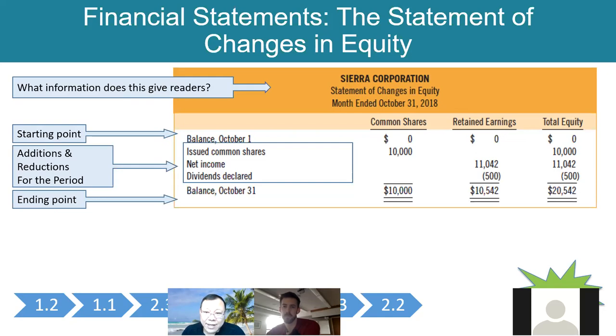So that's a dividend income for the owner. The net income for this company is $11,042. That's the net income for the company. And for the owner, the income is 500. That's the dividend income. Of course this 20,542, that's the equity. That's at the disposition of the owner.